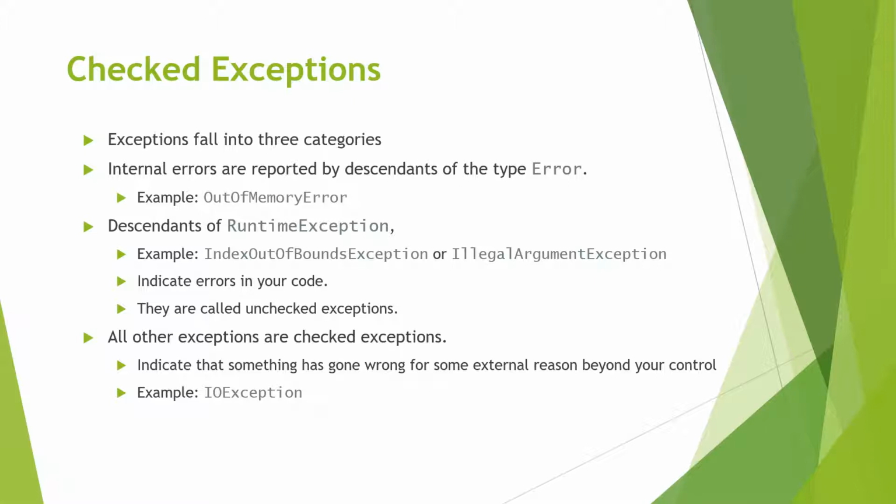For example, IOException indicates that something has gone wrong for some external reason beyond your control, beyond the control of the programmer. For example, IOException happens when no file is found, or you don't have permission to access a file, or inside the file there is some illegal formatting that you cannot parse.